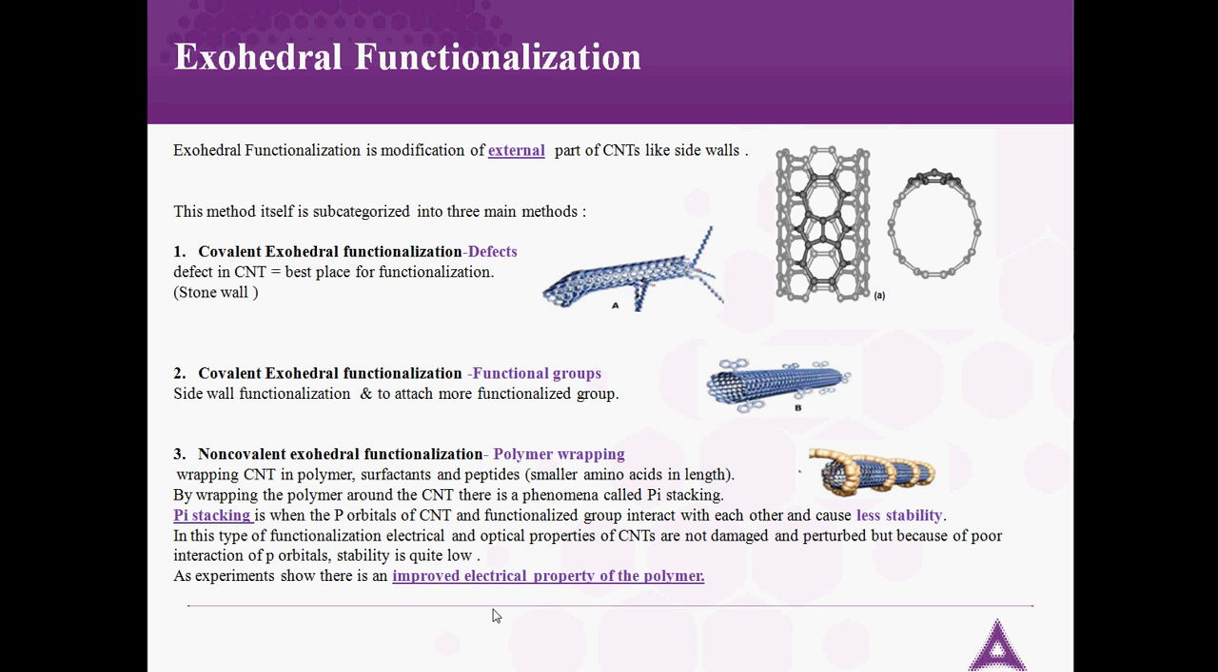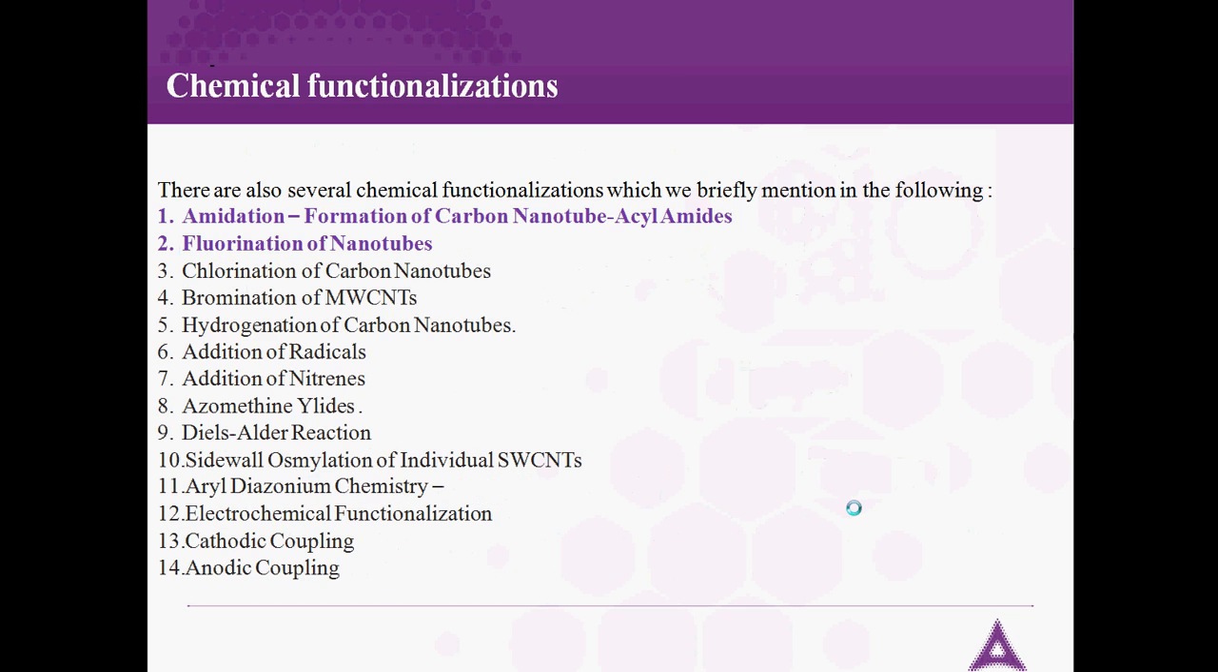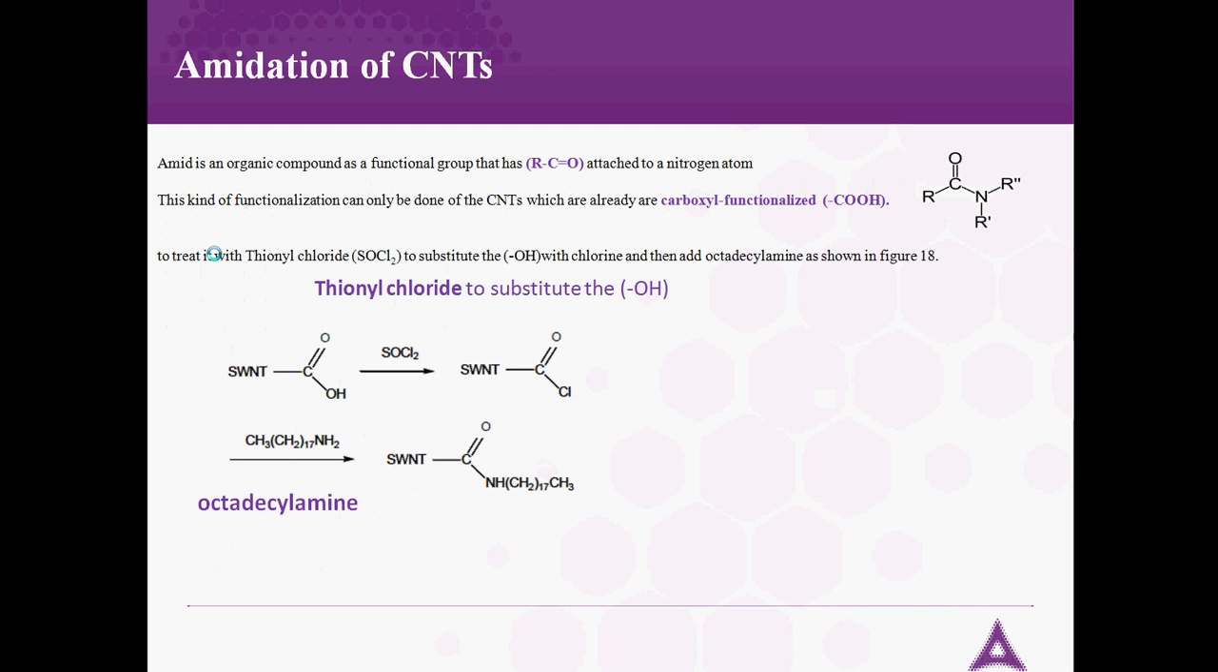So this kind of material has less stability, and it's not going to last long. But it is a form of functionalization. There are also so many chemical functionalizations, but we chose only two of them to discuss. One of them is amidation, and the other one is the fluorination of carbon nanotubes.